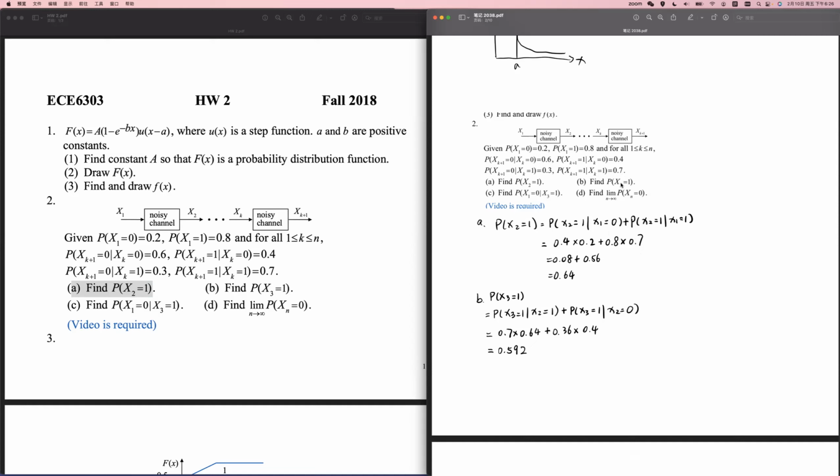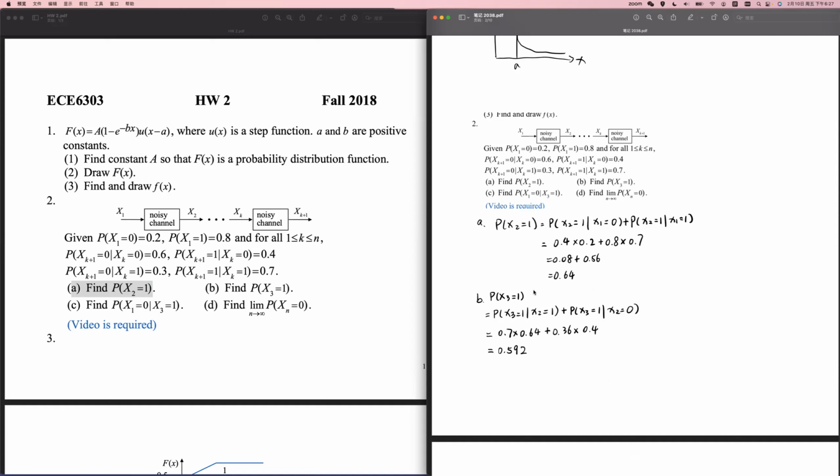And similarly for part B, which asks for the probability of x3 equals 1. I think it's like an add-on to the first question, and I can write it in matrix form, but I prefer to write it similarly to part A. The probability of x3 equals 1 is, given x2 equals 1, the probability of x3 equals 1, plus when x2 equals 0, x3 equals 1.